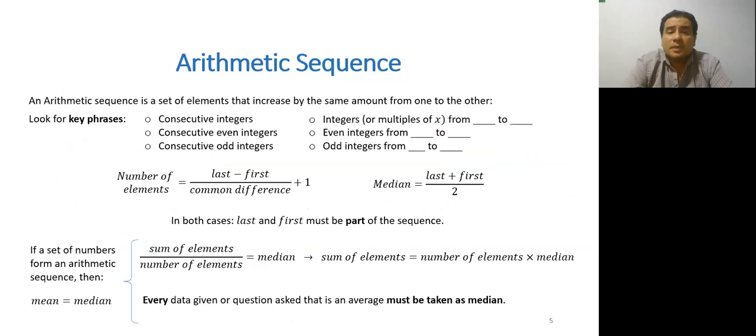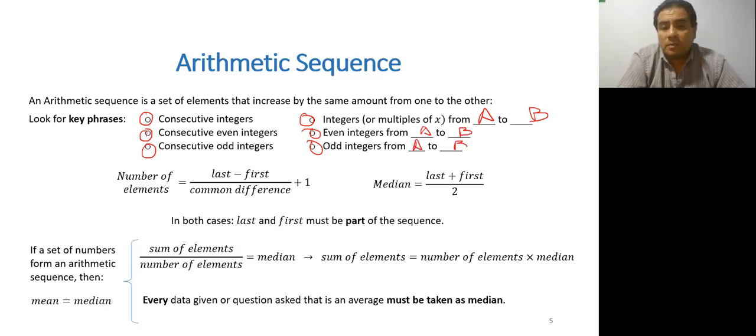Let's now talk about the arithmetic sequences. Arithmetic sequences are sets of elements that increase by the same amount from one term to the next. In the GMAT, you can identify arithmetic sequences from these key phrases on the bullets: consecutive integers, consecutive even integers, consecutive odd integers, multiples of a certain integer from an integer a to integer b, or even integers from a to b, or odd integers from a to b, where a and b are integers.